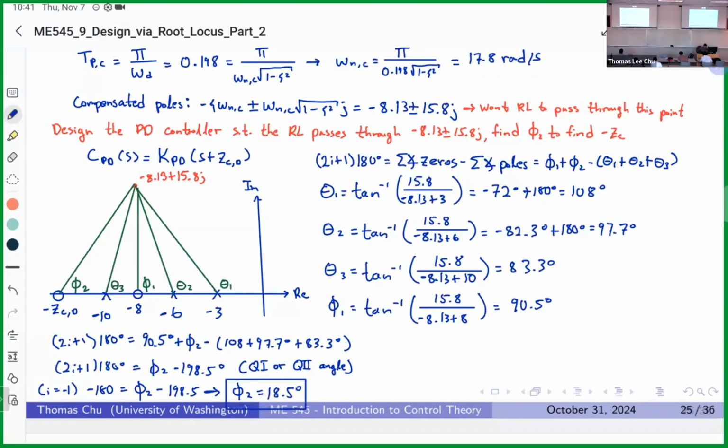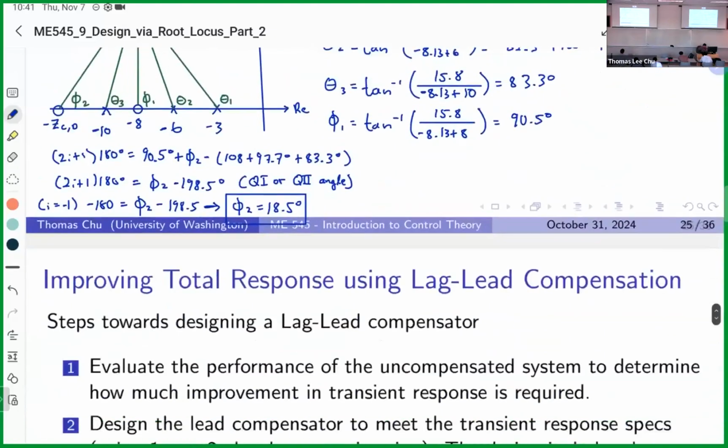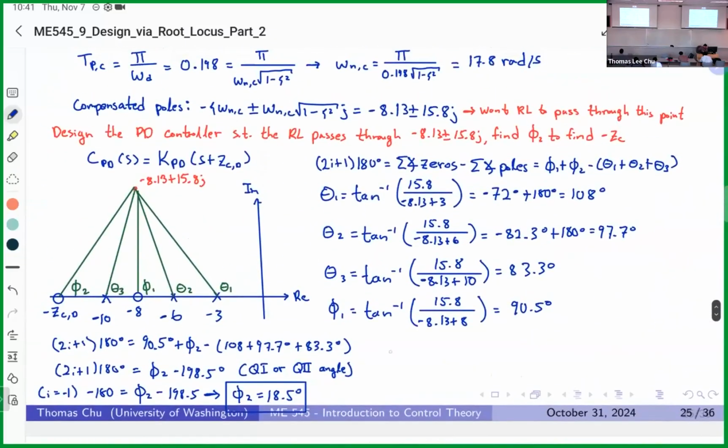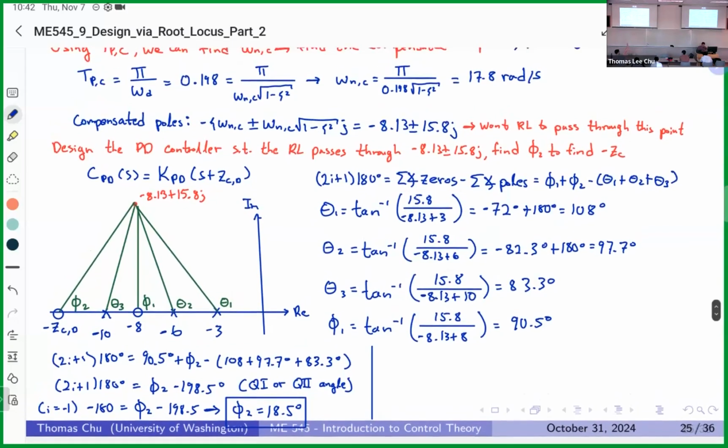Sorry, I'm making things a little bit compact here because I really don't want to create another page just for finding the zero location. Any questions on the angles and why I chose a quadrant 1 or quadrant 2 angle? Hope that makes sense.